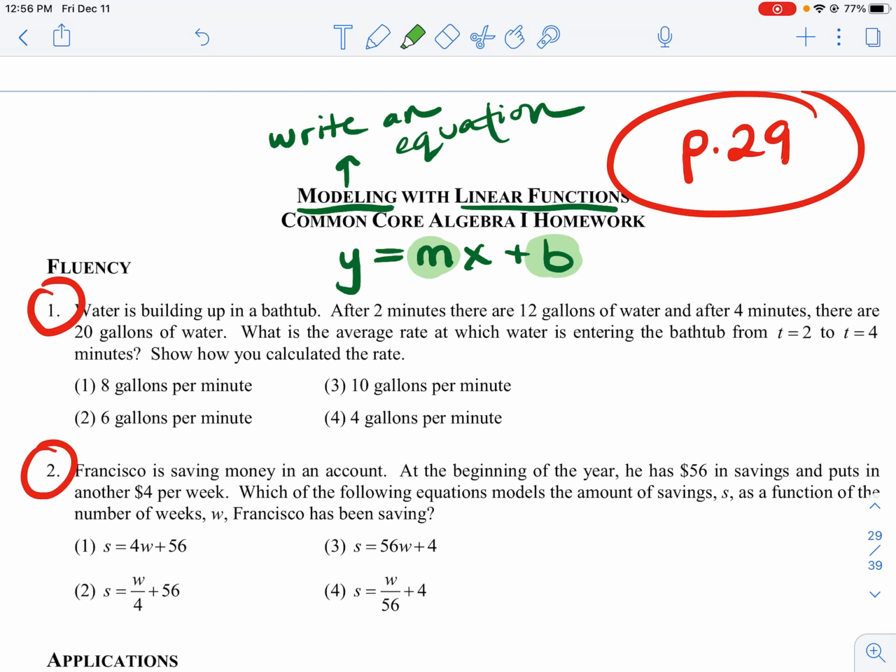So let's start by looking again, we're on page 29. Let's look at number 1. Water is building up in a bathtub. After 2 minutes, so again, I'm going to highlight the key part, there are 12 gallons of water. And after 4 minutes, there are 20 gallons of water. What is the average rate at which the water is entering the bathtub from t equals 2 to t equals 4 minutes? So this is one of these classic rate of change questions.